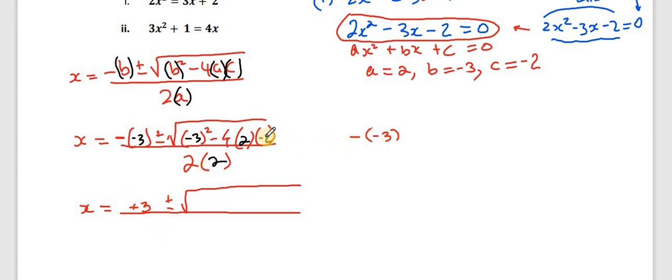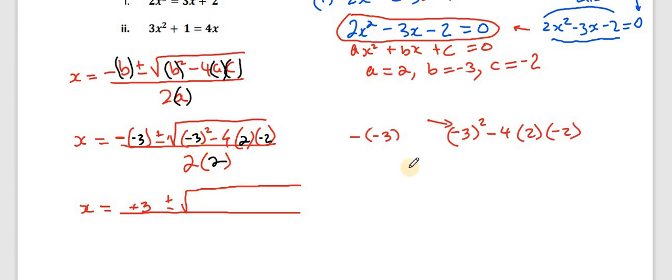Next, I want you to put this entire thing in your calculator. Negative, open bracket, -3. Make sure it's in the bracket. And put a square outside. Then -4, open bracket, 2, and open bracket, -2. Put all of that in your calculator one time. Don't break it down, minimizing errors. What do you get? 25. Okay, and let's check that.